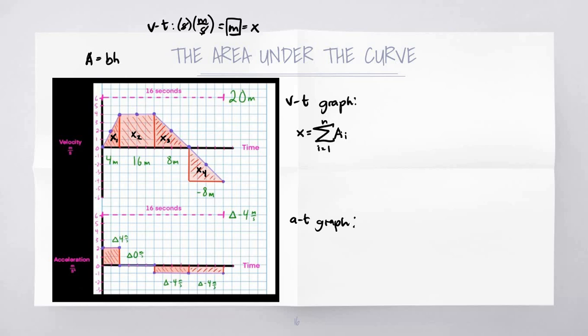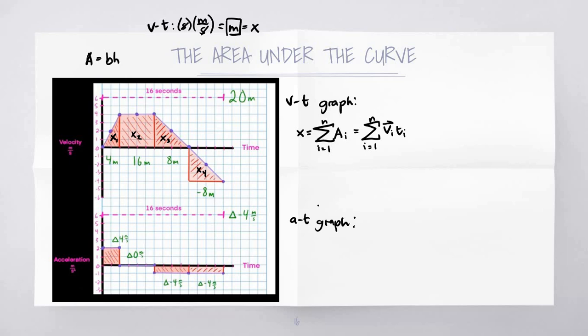And what is the formula of area for a velocity time graph? The formula for area of a velocity time graph is velocity times time, where again i is equal to 1 up to n. So this is the formula for a velocity time graph.